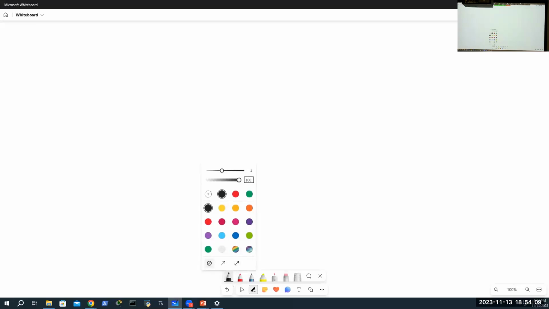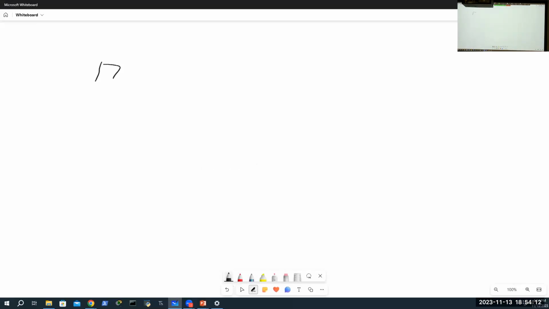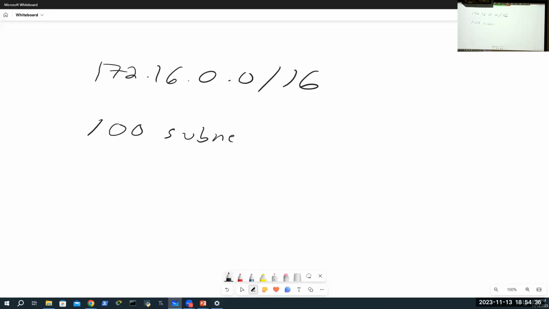So for those that weren't quite sure how we arrived at what was arrived at. Okay, so this is what the original network and prefix was, and we need 100 subnets. And again, there's a couple different ways to go about subnetting problems. You can say, how many subnets do we need, or how many hosts per subnet do we need, and approach it from either direction. We're going to do it from the number of subnets in this problem.